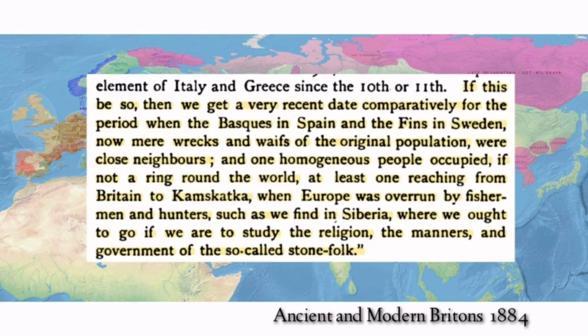If this be so, then we get a very recent date comparatively for the period when the Basque in Spain and the Finns in Sweden, now mere wrecks and waifs of the original population, were close neighbors, and one homogeneous people occupied, if not a ring around the world, at least one reaching from Britain to Kamchatka, when Europe was overrun by fishermen and hunters, such as we find in Siberia, where we ought to go if we are to study the religion and the manners and government of the so-called Stone Folk. Ancient and Modern Britons, 1884.